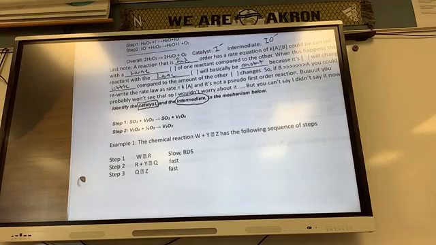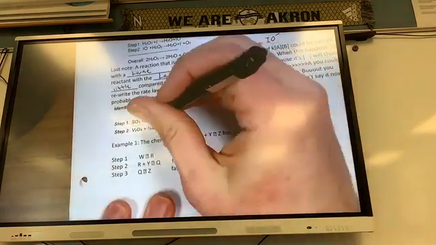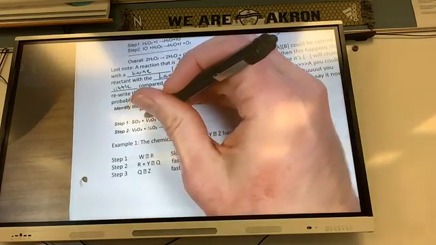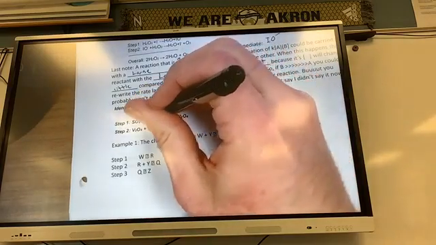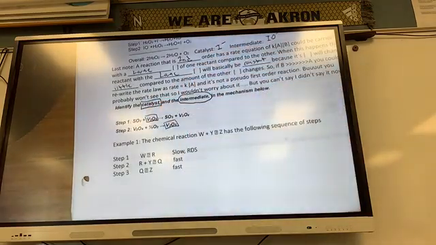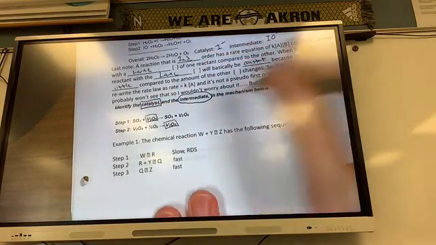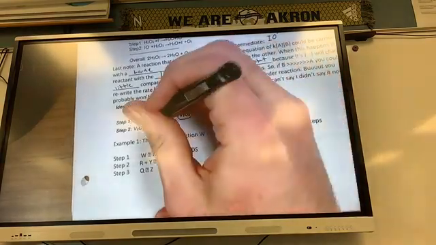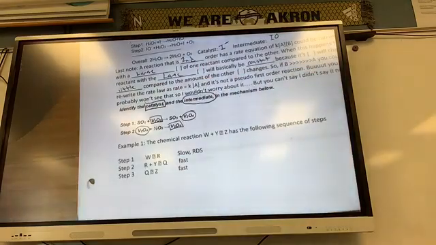Joe, what did you square? V2O5, yes, is the catalyst. Because I start with it and I end with it. What'd you circle, Haley? V2O4 is the intermediate. That's a good place to stop for the day.